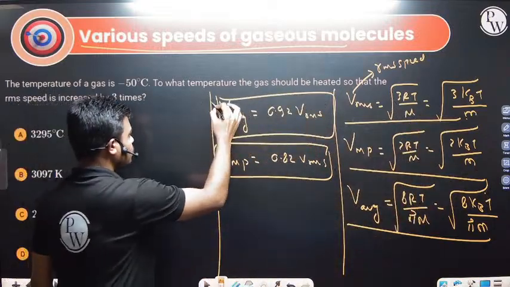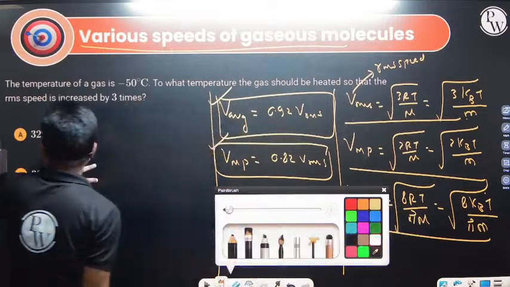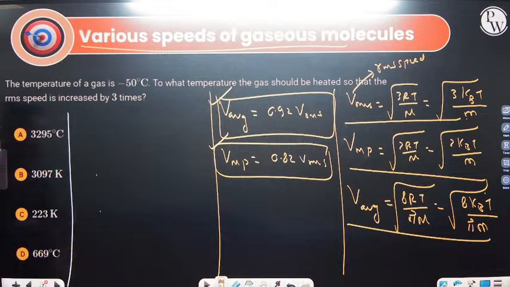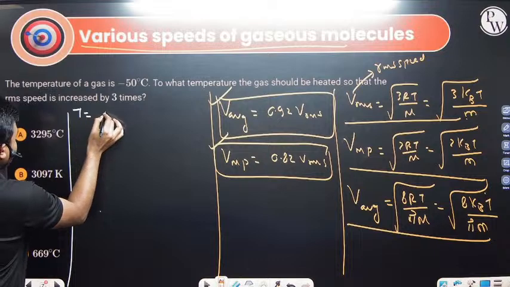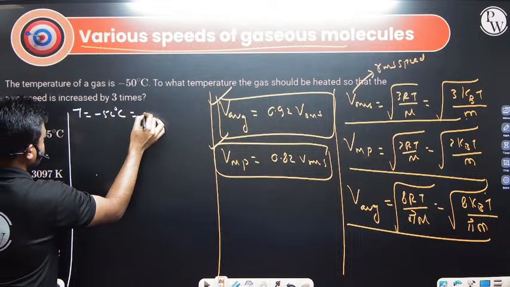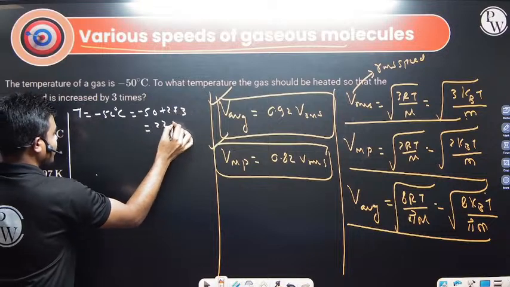So these are the RMS speed and most probable speed. Coming back to this particular question, the temperature of the gas is minus 50 degrees Celsius. What is the initial temperature? Minus 50 degrees Celsius converted into Kelvin is minus 50 plus 273, so we are getting 223 Kelvin.